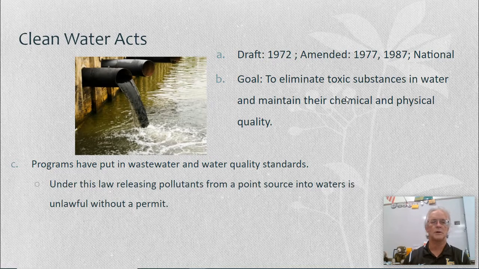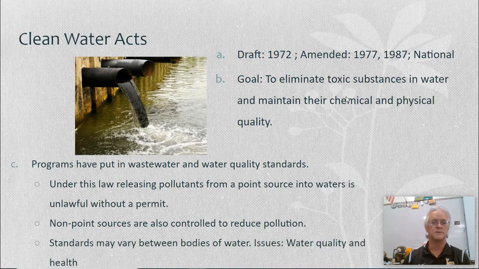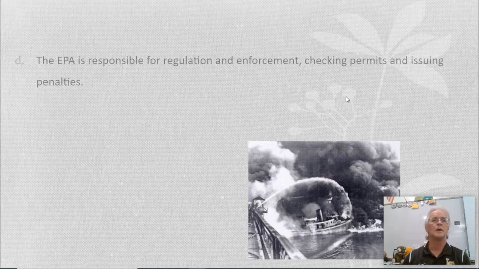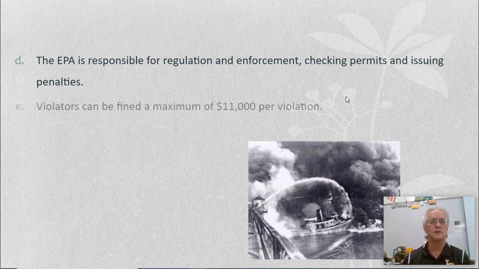Under this law, releasing pollutants from a point source into waters is unlawful without a permit. Non-point sources are also controlled to reduce pollution. Standards may vary between bodies of water, for example, water quality and health, depending on where it is. The EPA is responsible for regulation and enforcement, permit checks, and issuing penalties. Violators can be fined a maximum of $11,000 per violation.